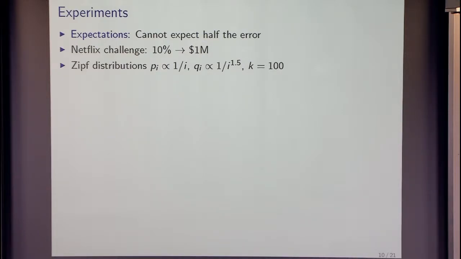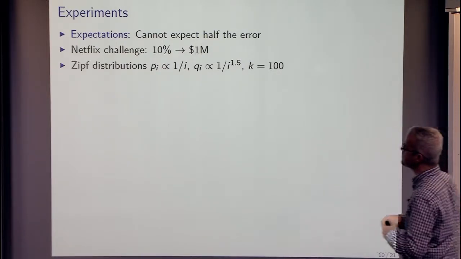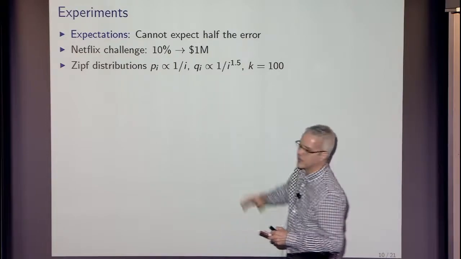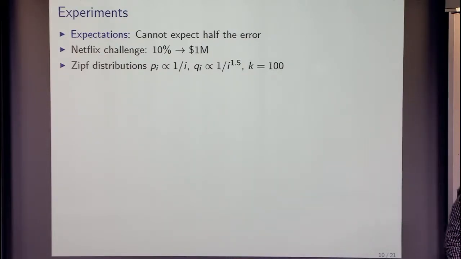So, given that, let's look at Zipf distributions. Looking at two distributions, one is 1 over i, and one is 1 over i to the 1.5. This Zipf distribution is a common distribution for words. So look at two Zipf distributions: one is linear, and one is 1 over i to the 1.5.